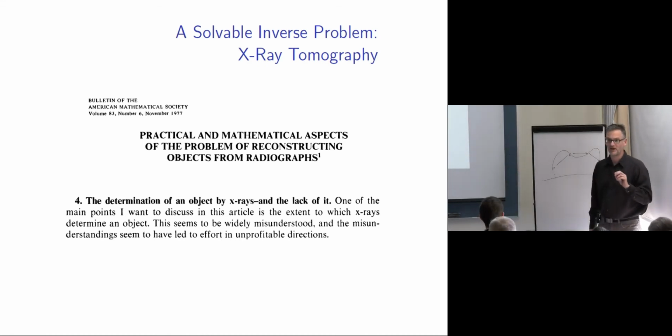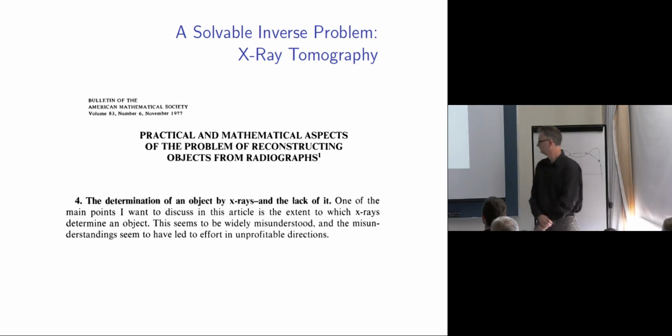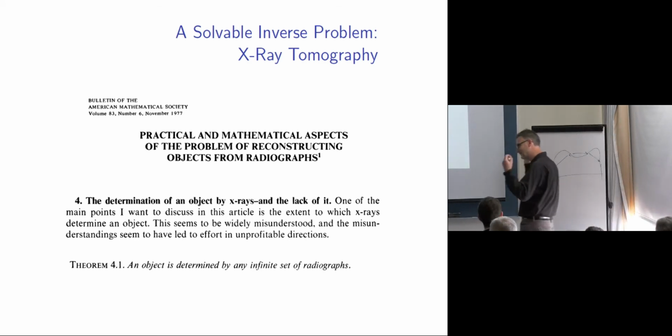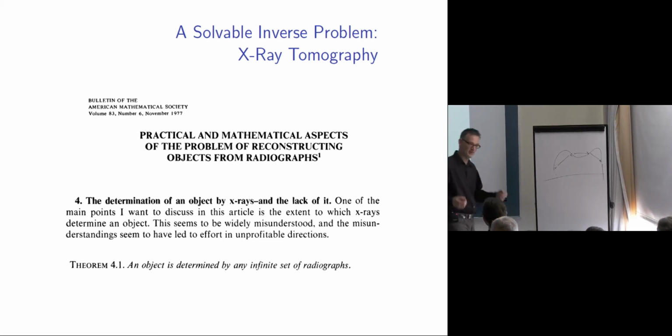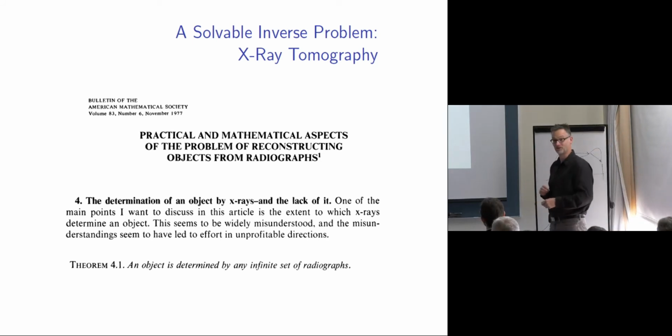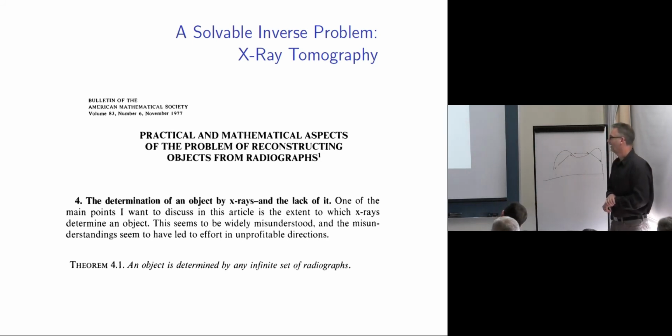Okay, so he thinks people misunderstand the mathematical facts about whether or not the inverse problem of reconstructing the human body from knowledge of radiographs is solvable or not. So theorem 4.1. An object is determined by any infinite set of radiographs. So great, right? If you went to the doctor and they shined X-rays through your body from an infinite number of directions, took all that data and computed it, they would actually know for sure what's going on inside you. Right? That's a nice theorem. Theorem 4.2. A finite set of radiographs tells us nothing at all.